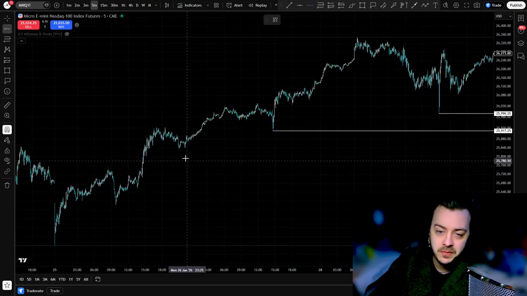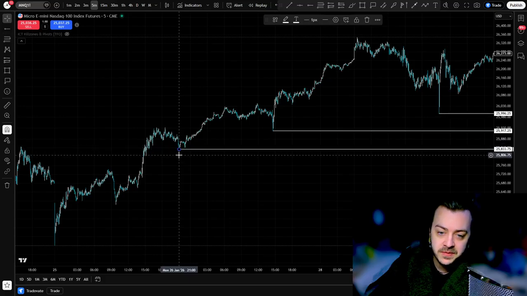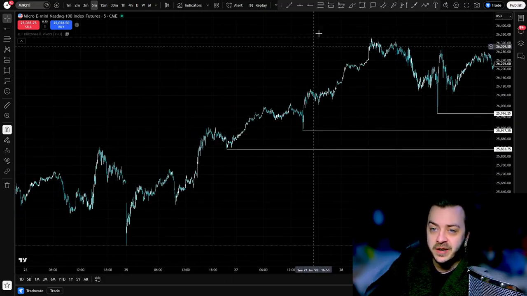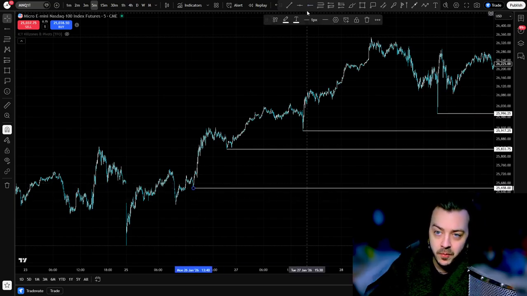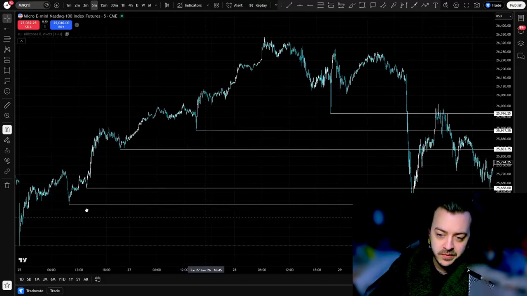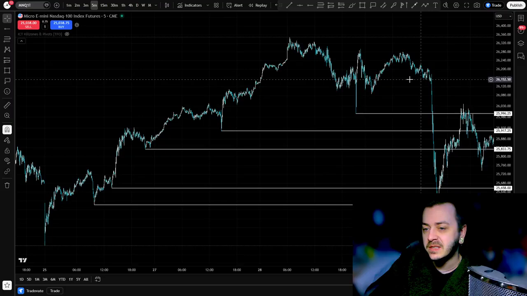This is what I do every single day. I just mark all these obvious lows and wait for them to get hit. It's so simple to trade like this, I can't even tell you. When we start coming down more and more, I'll just go and mark more lows that we can trade from. You can see we swept all of these lows.